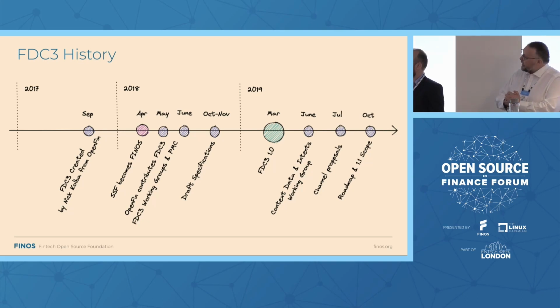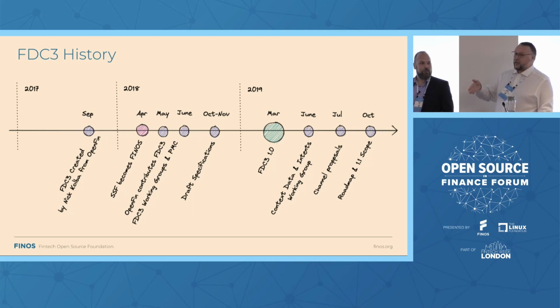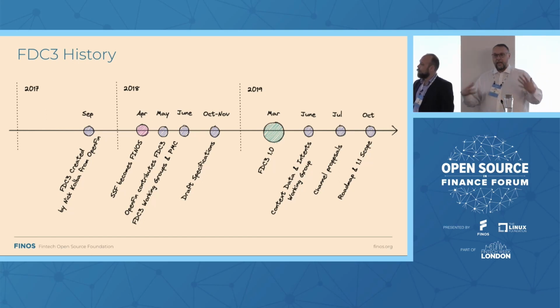And then in 2018, the Symphony Software Foundation became FINOS, and a month after that, OpenFin donated FDC3 to FINOS, and it was one of the starting projects of FINOS. So we've been part of that from that point. And, Chris mentioned that I'm part of the furniture. I got involved in 2018 as well, when we started forming working groups to create FDC3, right?